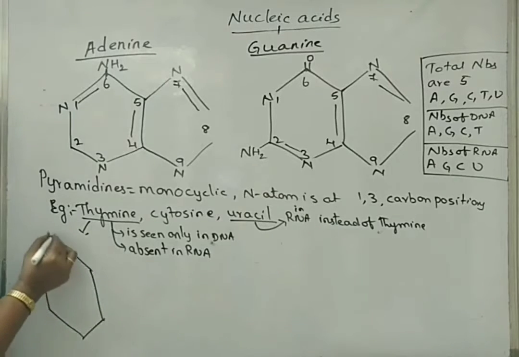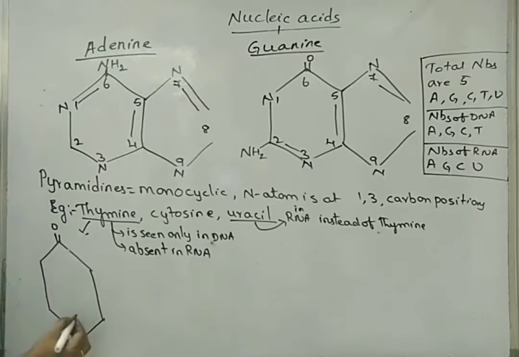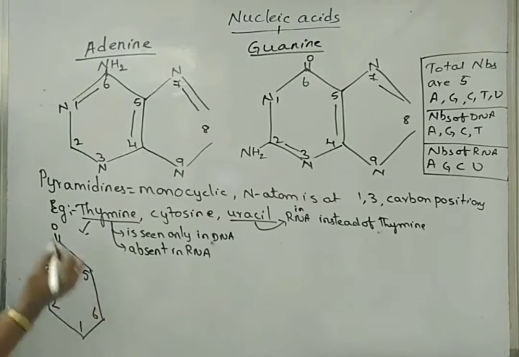It is having a ketone group at one position. First of all, we have to give numbering here. So we'll give 1, 2, 3, 4, 5, 6. So a 6 carbon benzene ring is present. At the 1st position there is nitrogen occupied.